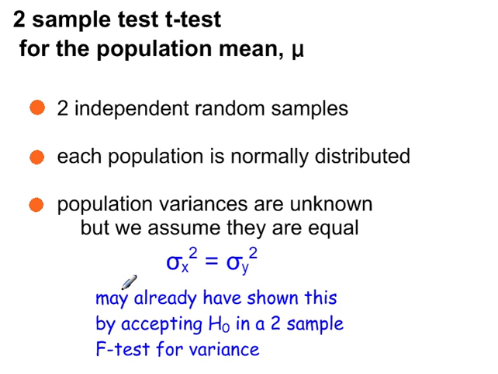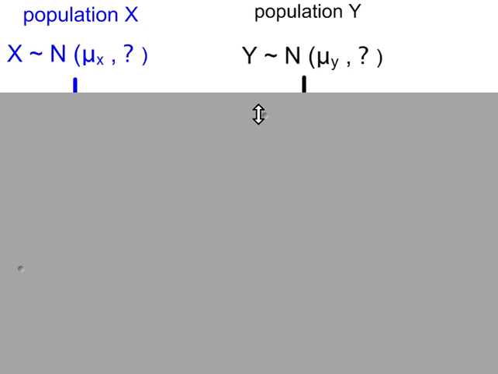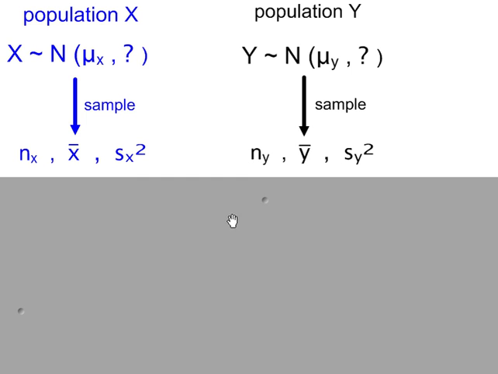And you may already have shown that the variances for the population are equal, by accepting H0 in a two-sample f-test for variance. We start with two populations where the population variances are unknown, but we are assuming that they are equal, which we can prove if we need to, using a two-sample f-test for variance. So we take a sample from each, and we work out the sample mean and the sample variance.